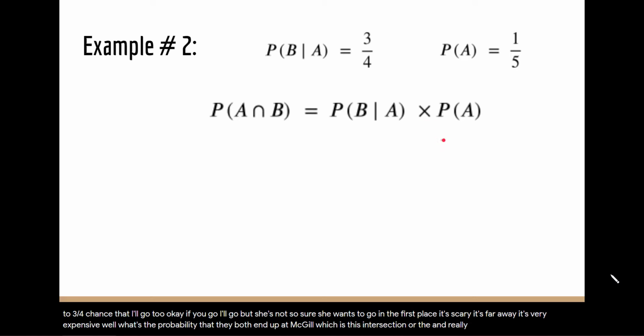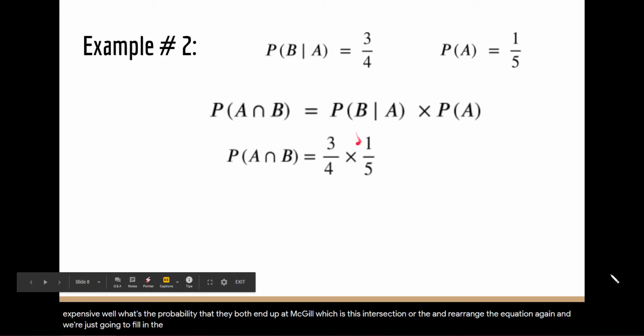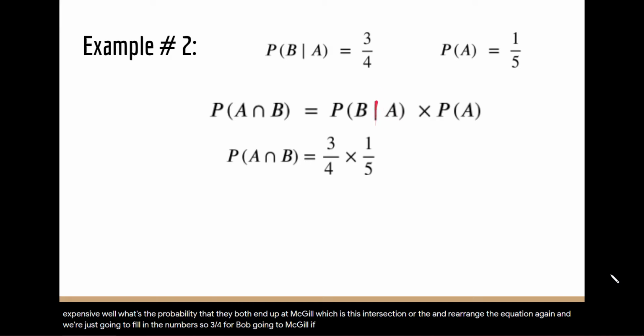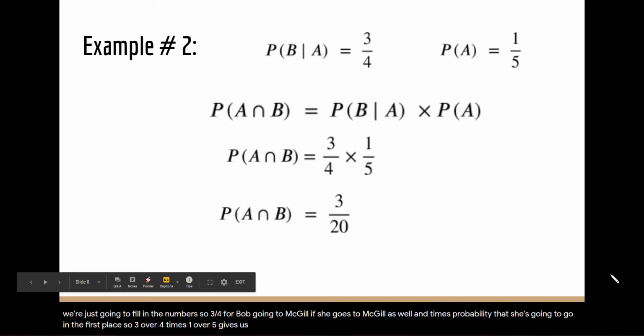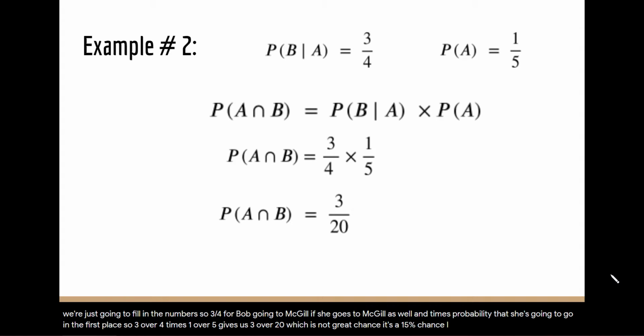So we've rearranged the equation again, and we're just going to fill in the numbers. So 3/4 for Bob going to McGill if she goes to McGill as well, times the probability that she's going to go in the first place. So 3/4 times 1/5 gives us 3/20, which is not a great chance. It's a 15% chance, I believe.